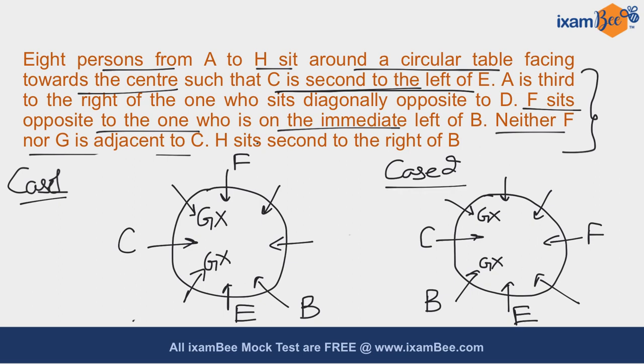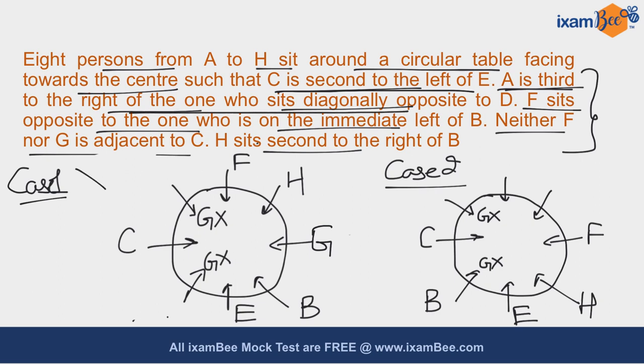Now it is given to you that H sits second to the right of B. So you can place H in case 1 over here, and in case 2 you have to place H over here. Now you have to read your last statement, that A is third to the right of the one who sits diagonally opposite to D. If you focus on case number 1, the only place for G is this, so you can place G over here. But if you try to place A, you cannot place A according to this particular statement. So you have to eliminate case number 1.